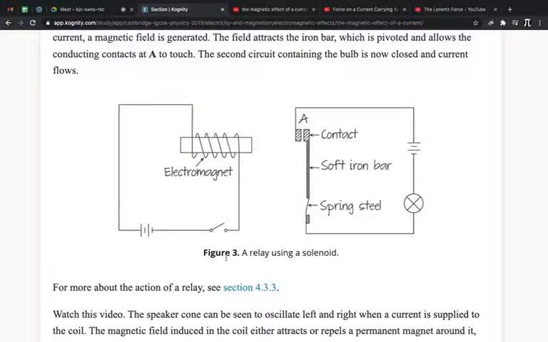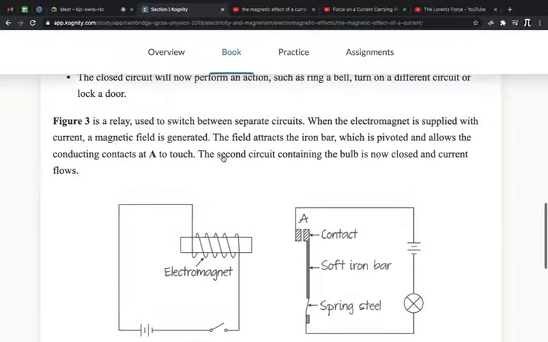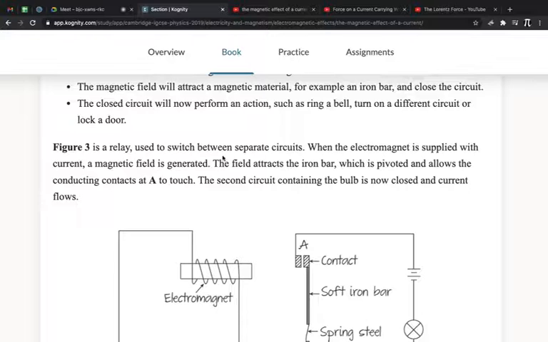A relay uses an electromagnet, but by now we know what an electromagnet is, because an electromagnet is a magnet that can be switched on and off by using electricity. When the switch is closed, the electromagnet gets magnetized. When the switch is open, the electromagnet loses its magnetism. So it's a magnet that can be controlled by the flow of current. Okay, so this is what a relay means. This is how a relay works, and this is the function of a relay.